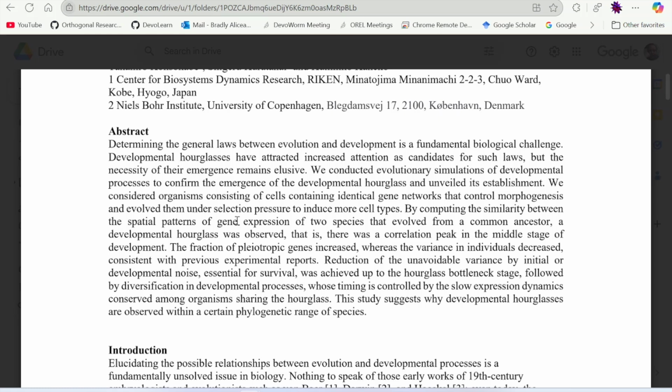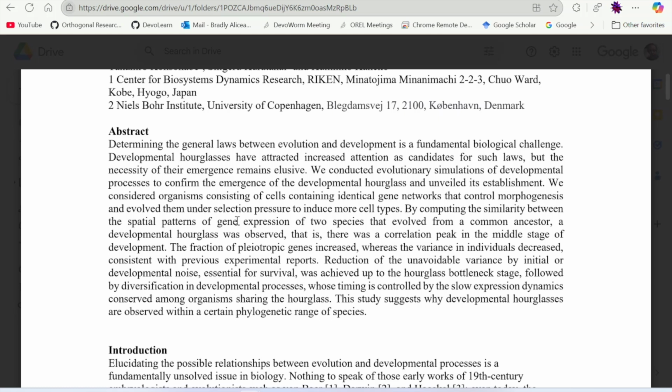And we can assume that in the earlier and later stages of development there's been phylogenetic divergence, but in that middle stage, things are essentially conserved. And so this is perhaps important in terms of regulating different physiological processes. The fraction of pleiotropic genes increased, whereas the variance in individuals decreased. So you start to get these pleiotropic genes turned on, which means you have genes that have multiple effects. You see pleiotropy in their outputs.